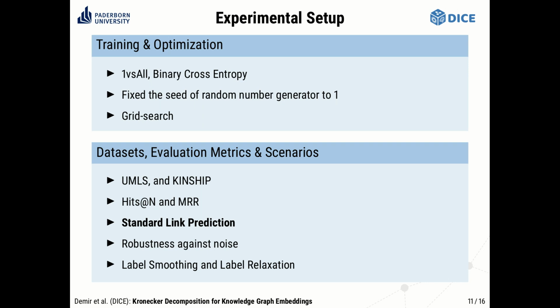If our model leads to more compact representations, we expect that it will be more robust against noise. We also add this scenario, as well as model calibration, to see whether these more compact representations lead to calibrated predictions.